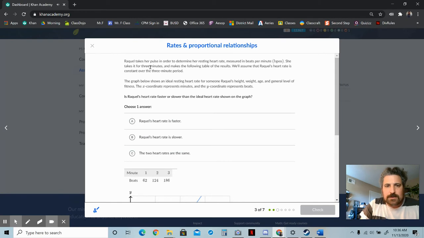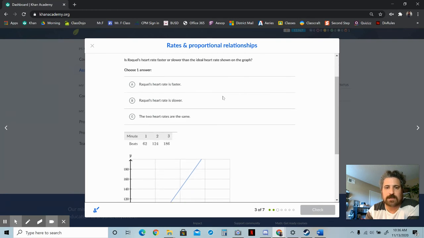Okay, Raquel takes her pulse in order to determine her resting heart rate, measured in beats per minute, BPM. She takes it for 3 minutes and makes the following table of the results. We'll assume that Raquel's heart rate is constant over the 3-minute period. The graph below shows an ideal resting heart rate for someone Raquel's height, weight, and age, and a general level of fitness. The x-coordinate represents minutes, and the y-coordinate represents beats. Okay, so basically, the ratio of y over x would be beats per minute.